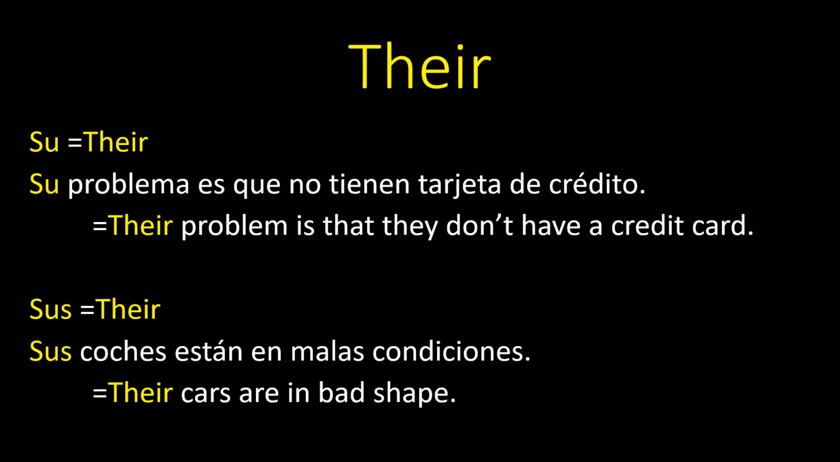Su problema es que no tienen tarjeta de crédito. If you look back a slide, you'll see that in this slide, tienen has an N on it because we're talking about more than one person. But su is still su because it's singular since problema is singular. Look at the second sentence. Sus coches están en malas condiciones. We have exactly the same sentence as in the previous two slides.